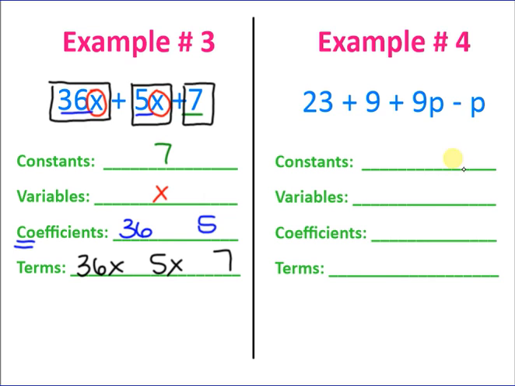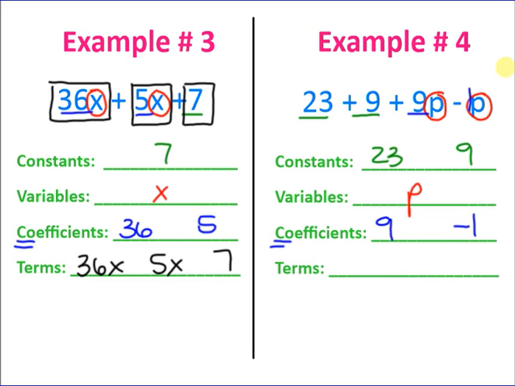All right, example number 4, we have something new in here. So first, what are my constants? I have 23, and I have 9. What are my variables? I have p. What are my coefficients? Okay, remember, co means together with something. So I have 9. And then remember, I told you there's an invisible 1 here. But the answer is not 1 because look at the sign in front of it. That's a minus sign. See how all the others have plus signs? So it's actually a negative 1. Very, very important.